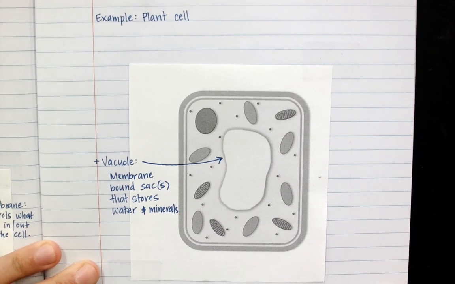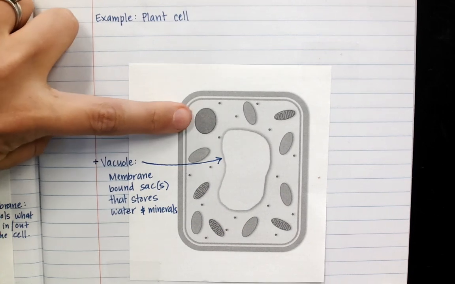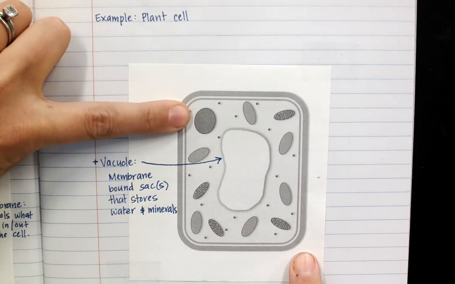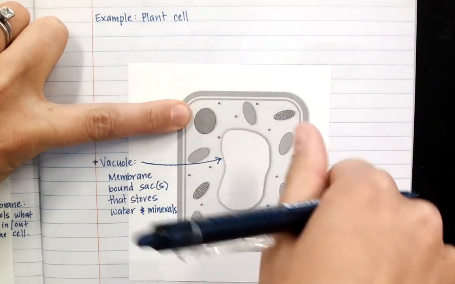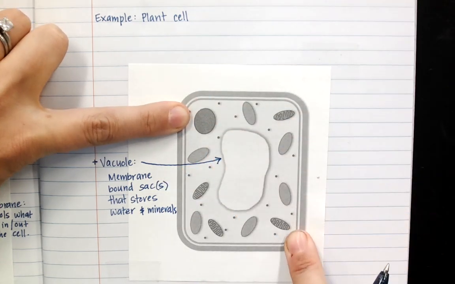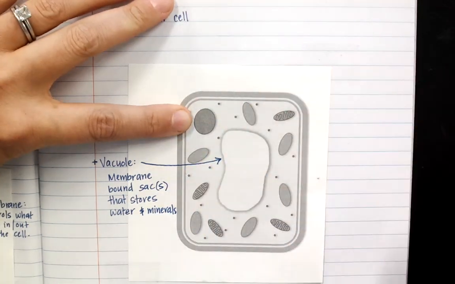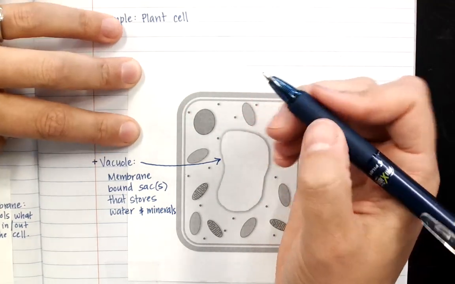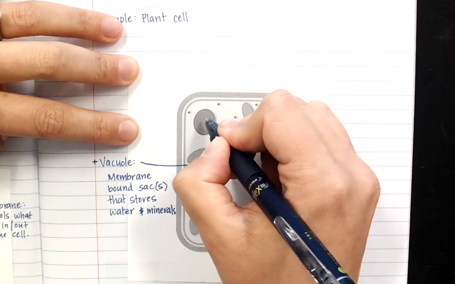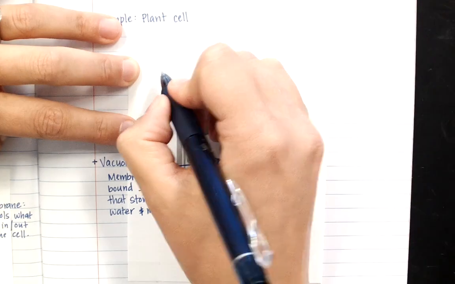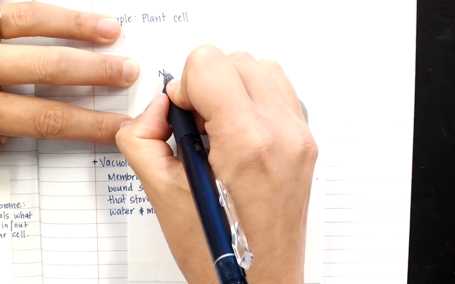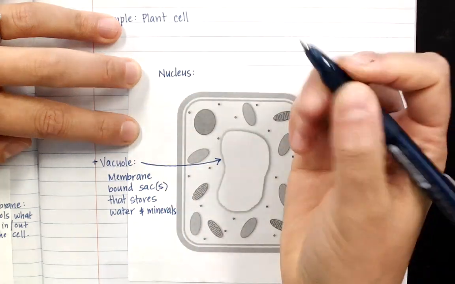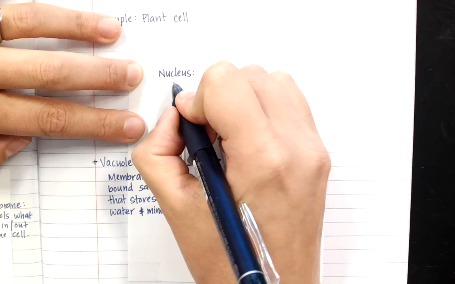All right, the next thing in here is this round one. Now, if you put your plant cell in what I would have called upside down, this round one might be in this corner. That's totally fine. It doesn't matter where this is. We're just going to label it wherever you put it. And this thing here is the nucleus. And the nucleus contains the DNA.